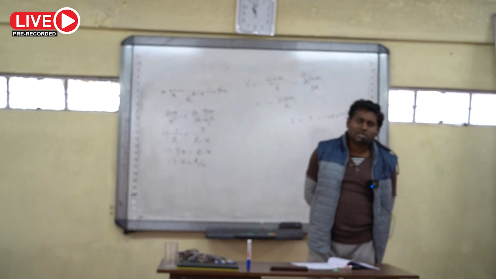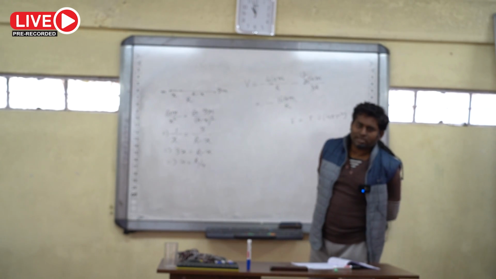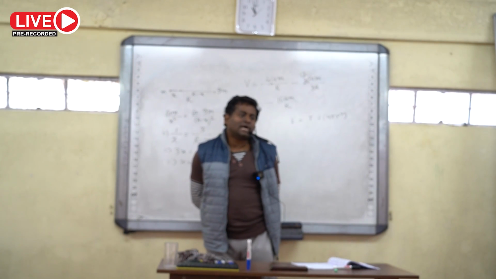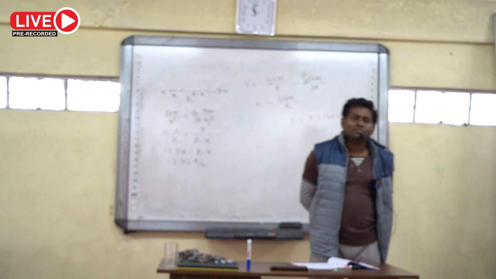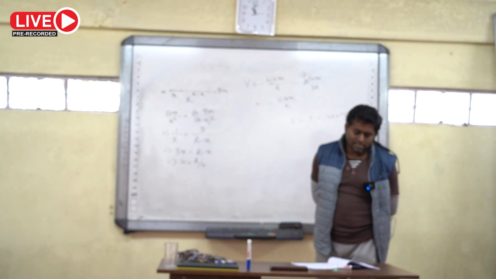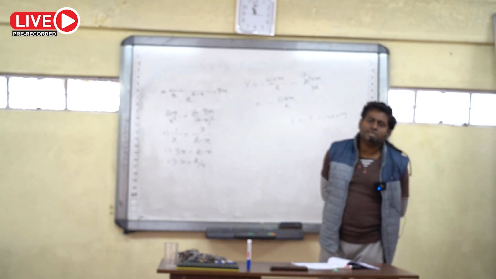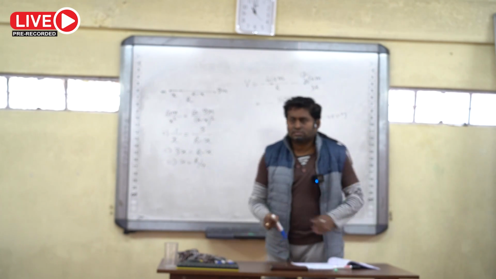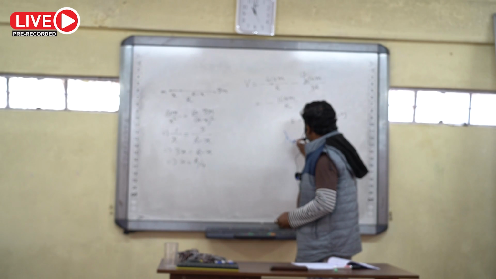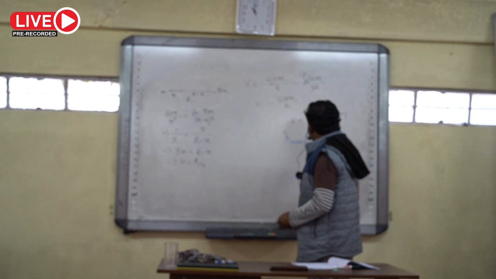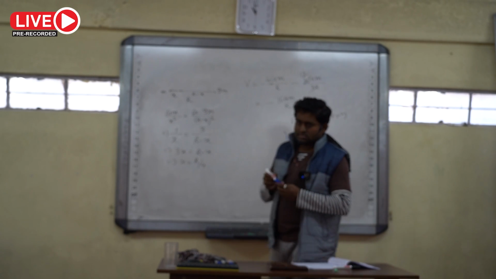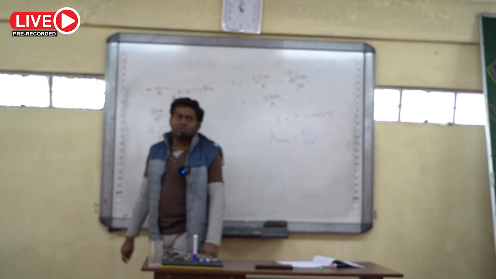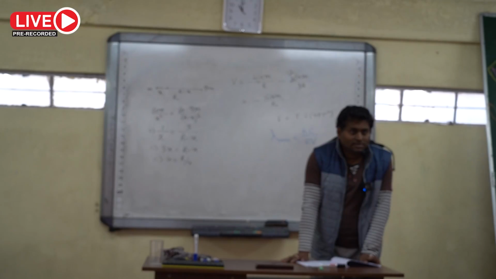The next one, question number 19. That is also very straightforward. Lambda minimum equal to hc by eV. So lambda minimum is proportional to 1 by V, so option 2 is correct. You can use this direct formula: lambda minimum equal to hc by eV, where h, c and e are all constants. So lambda minimum is directly proportional to 1 by V. Next question.